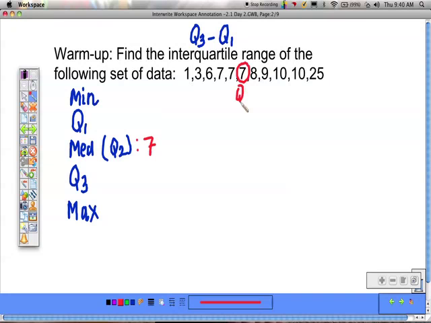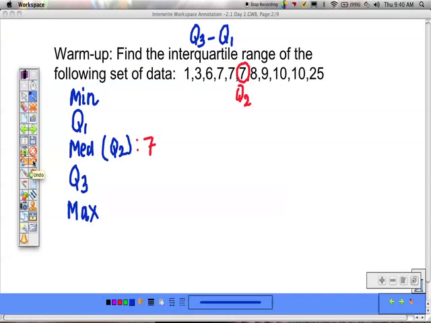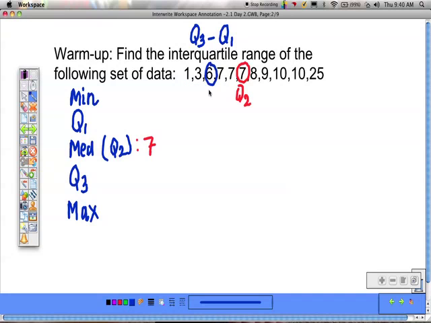To find Q1, you're going to look at the first half of the data. So you're not going to include this middle term here. We're just going to look at these numbers right here. And you can see that the middle term then would be 6. So Q1 is 6. We'll do the same thing for Q3. We're going to look at the second half of data and find the middle number. And that will give us quartile 3, Q3.